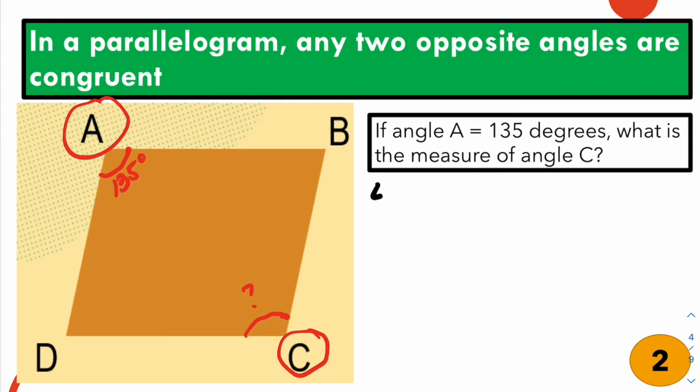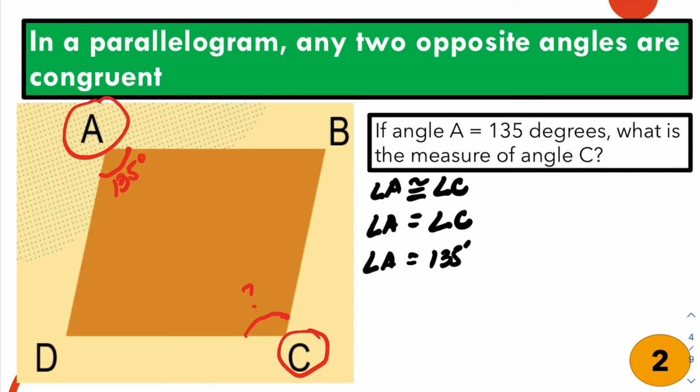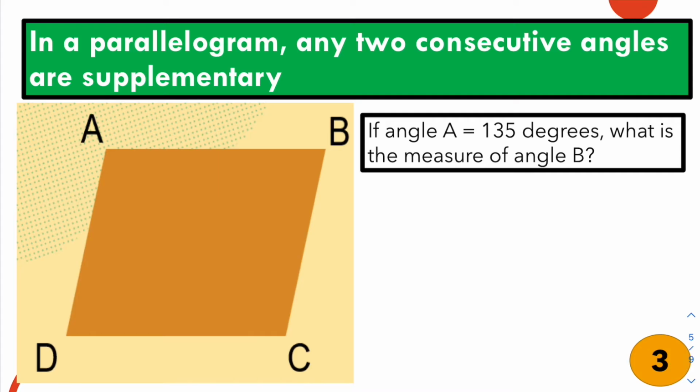Therefore, angle A is congruent to angle C. Therefore, angle A is equal to angle C. If the measure of angle A is equal to 135 degrees, then the measure of angle C is also, very good, 135 degrees.